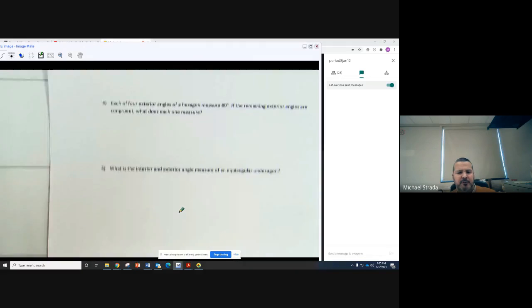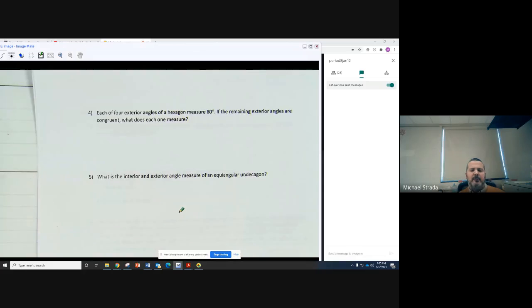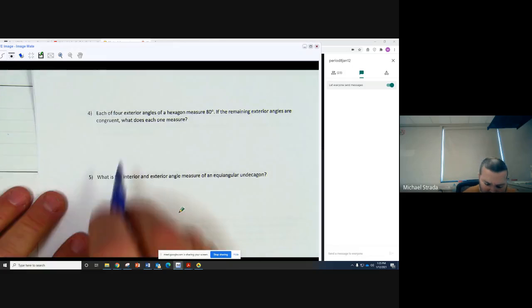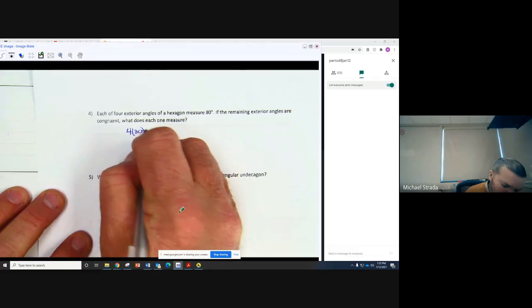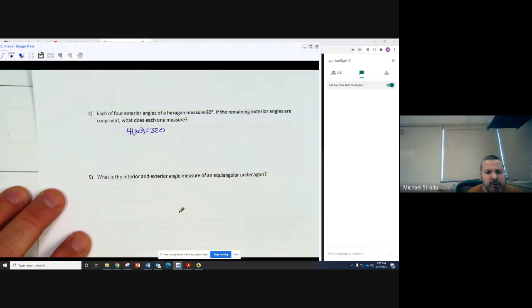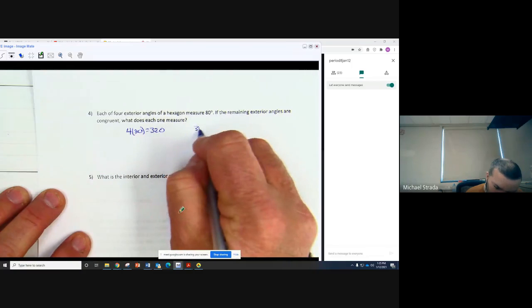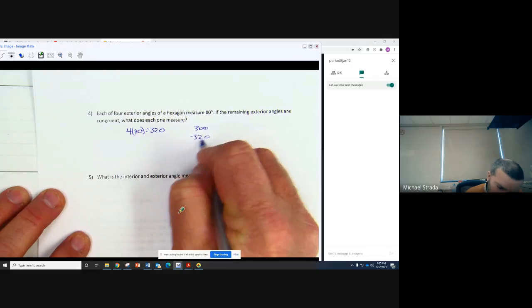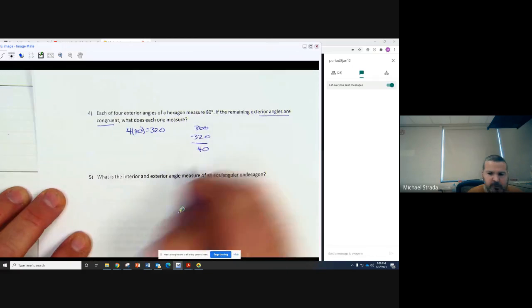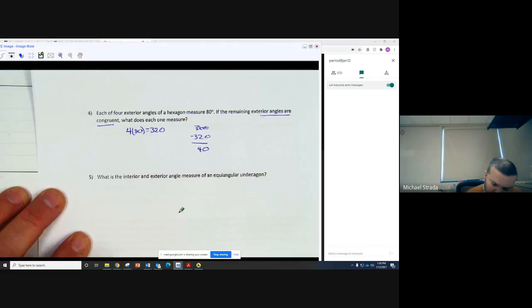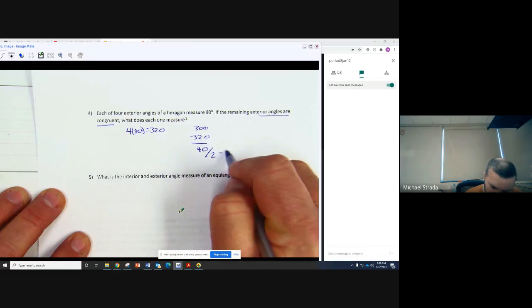Last one, number 4, that we'll do today. We'll finish these up tomorrow. Each of 4 exterior angles of a hexagon measures 80 degrees. If the remaining exterior angles are congruent, what does each one measure? 4 of them each measure 80, so 4 times 80 is 320. Remember, exterior ones are constant. They always add up to 360. 360 minus 320 is 40. It says the remaining exterior angles are congruent. There's 2 of them. So 40 divided by 2 makes it 20 degrees.